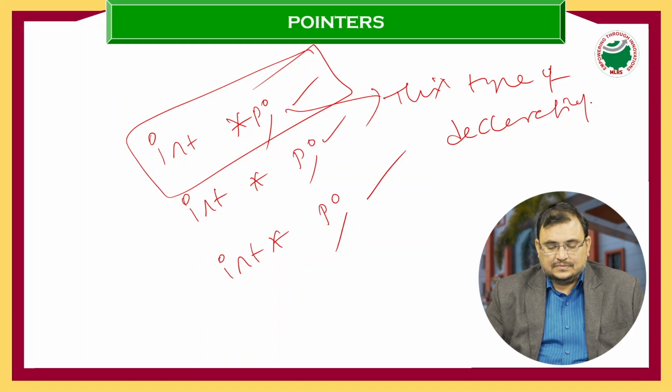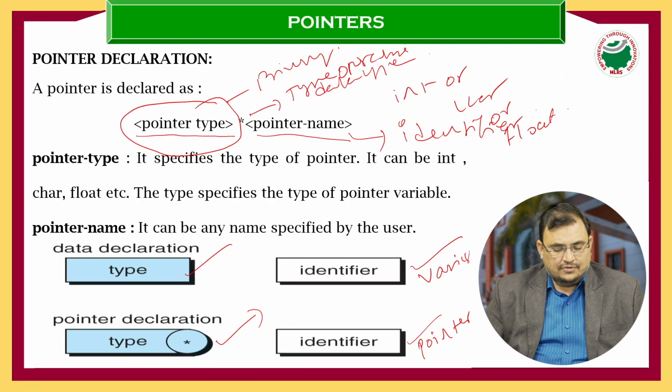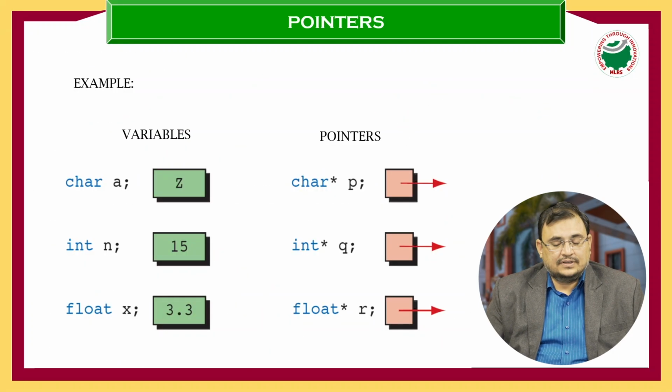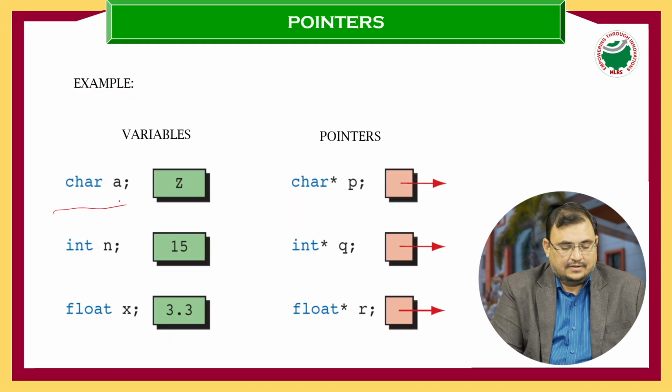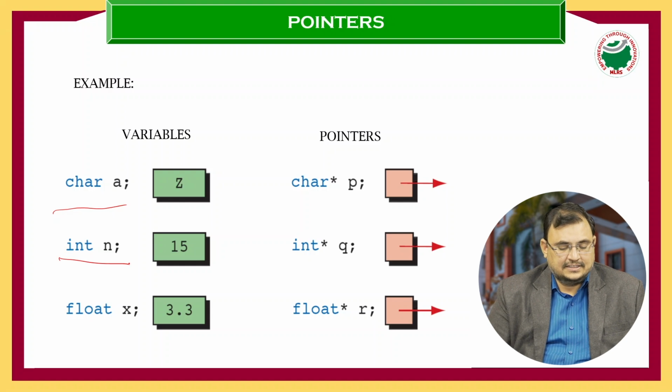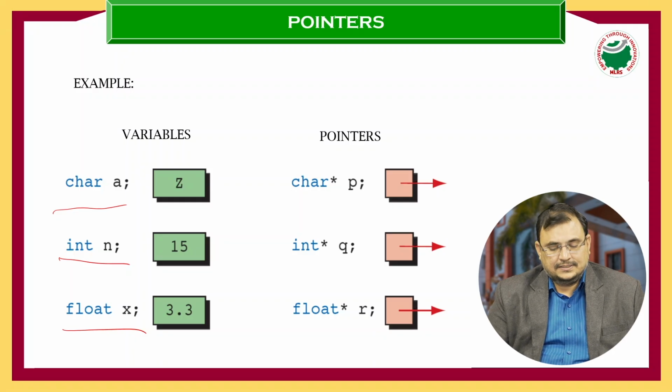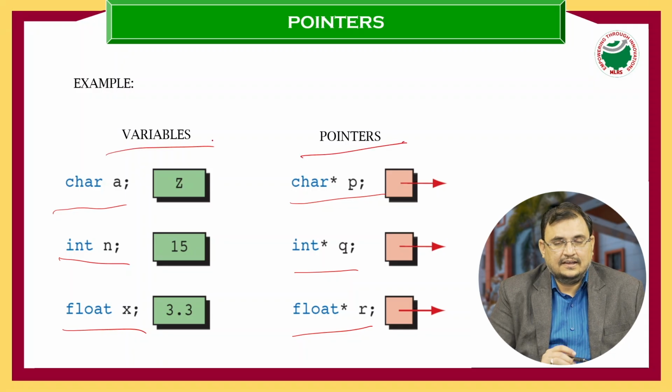So all are valid. Now consider examples for the pointers. char a: you are declaring a character variable; int n: you are declaring n as an integer variable; and x as a floating point variable. Now coming to the pointers, char *p: p is a pointer which stores the address of a character variable, q is a pointer which stores the address of an integer variable, and r is a pointer which stores the address of a floating point variable. So this is all about the pointers, and these are the variables.